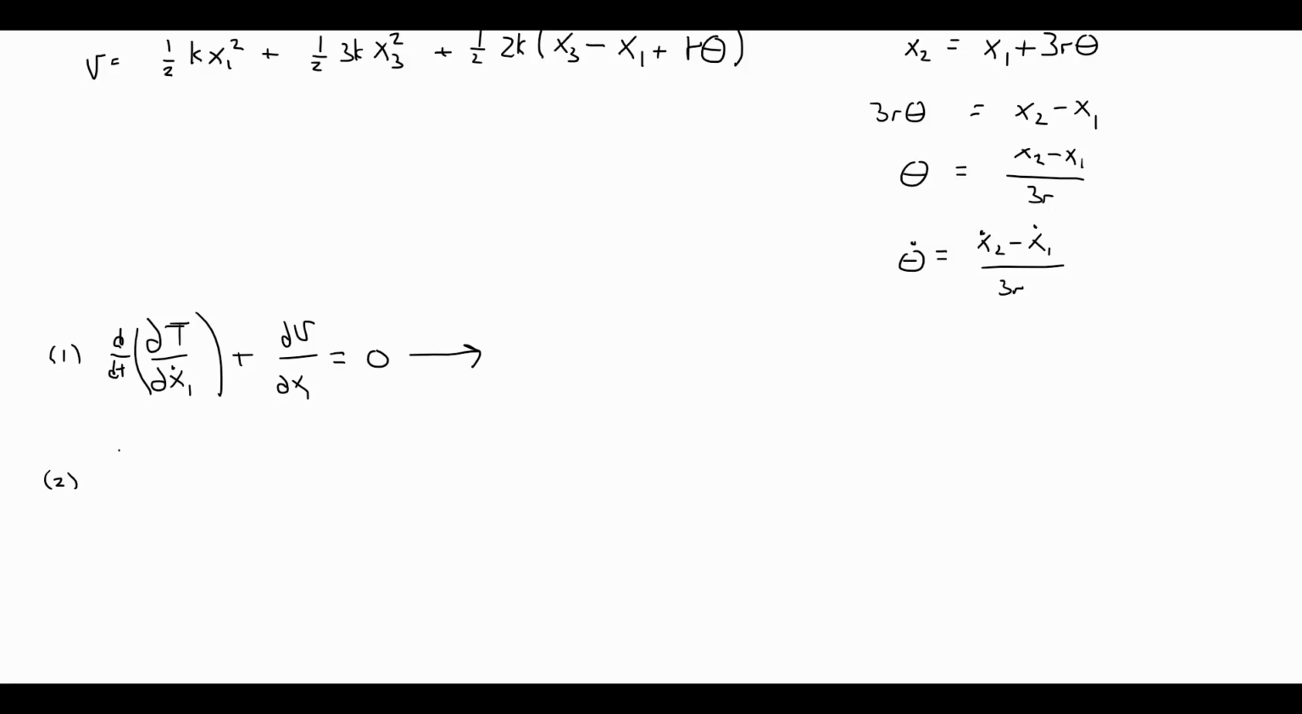And then the second equation of motion will be the same thing, but everything in terms of x2 and x2 dot, equals 0, and then we'll get the result out of Mathematica. And then we differentiate everything with respect to x3.